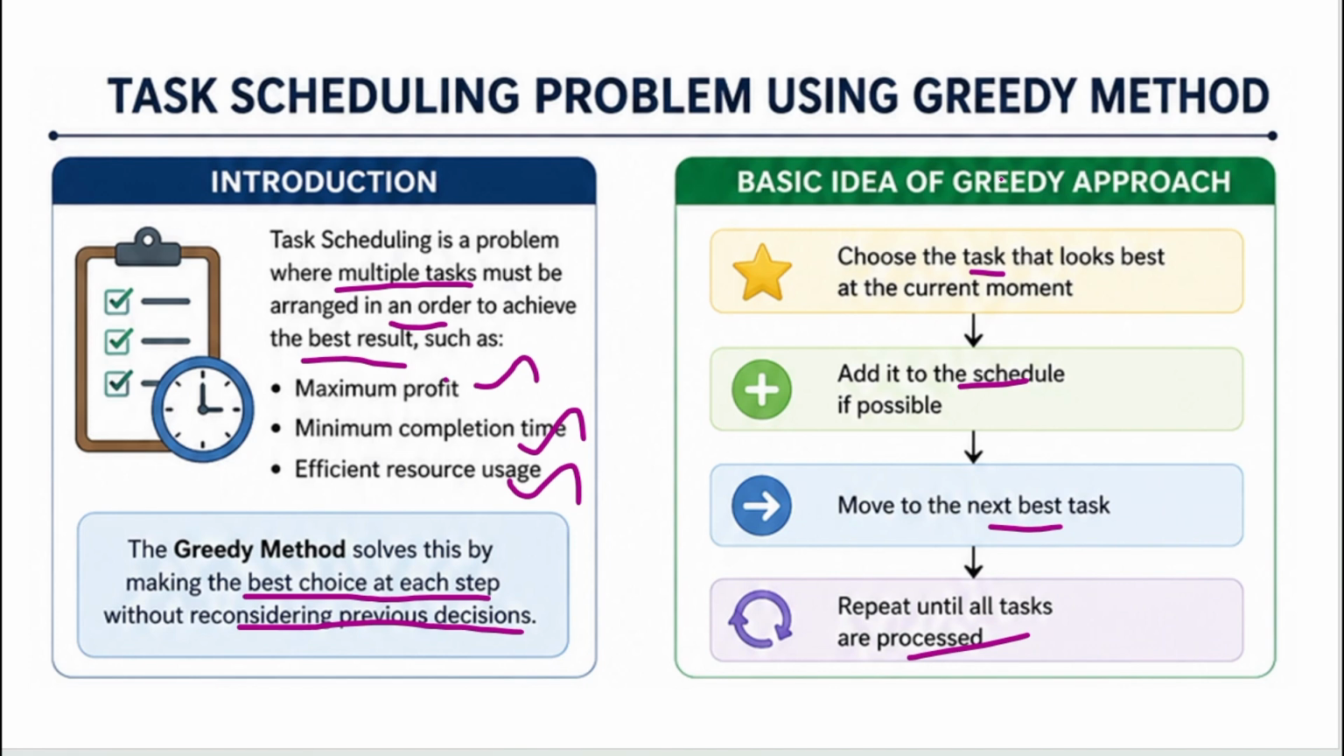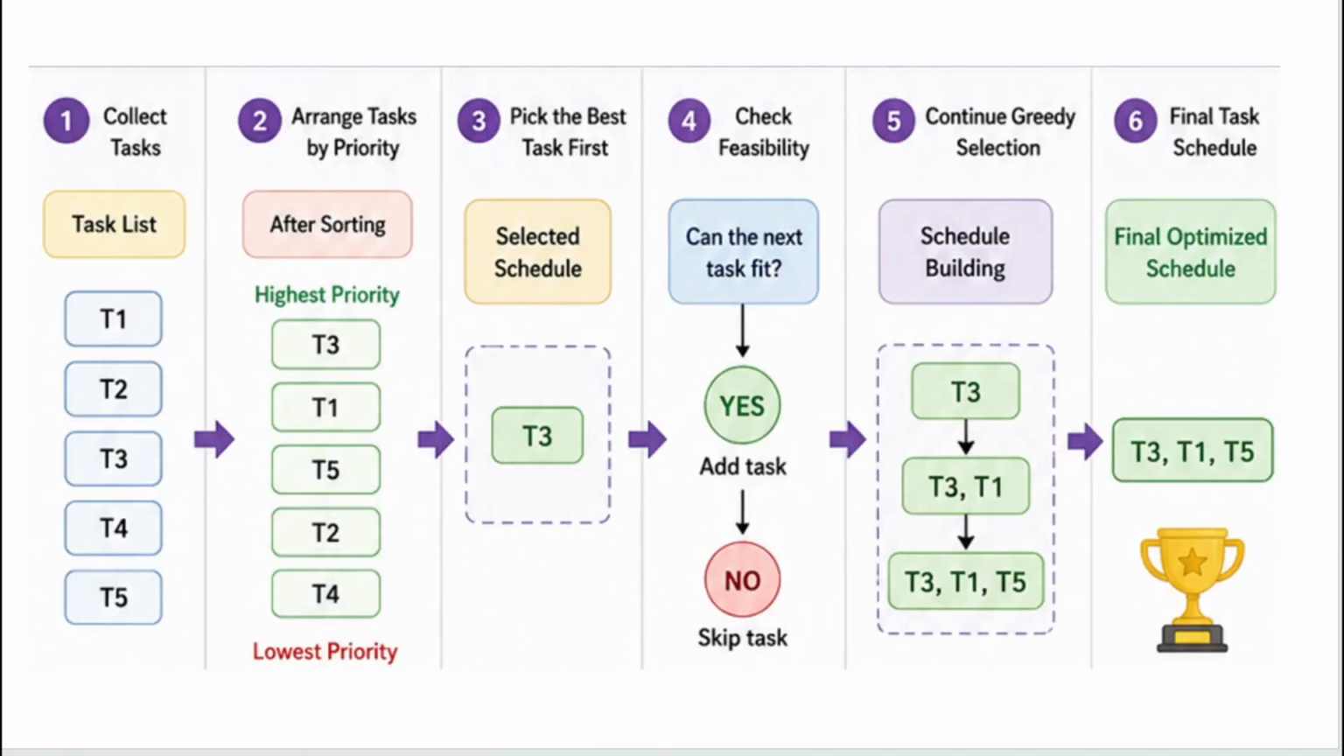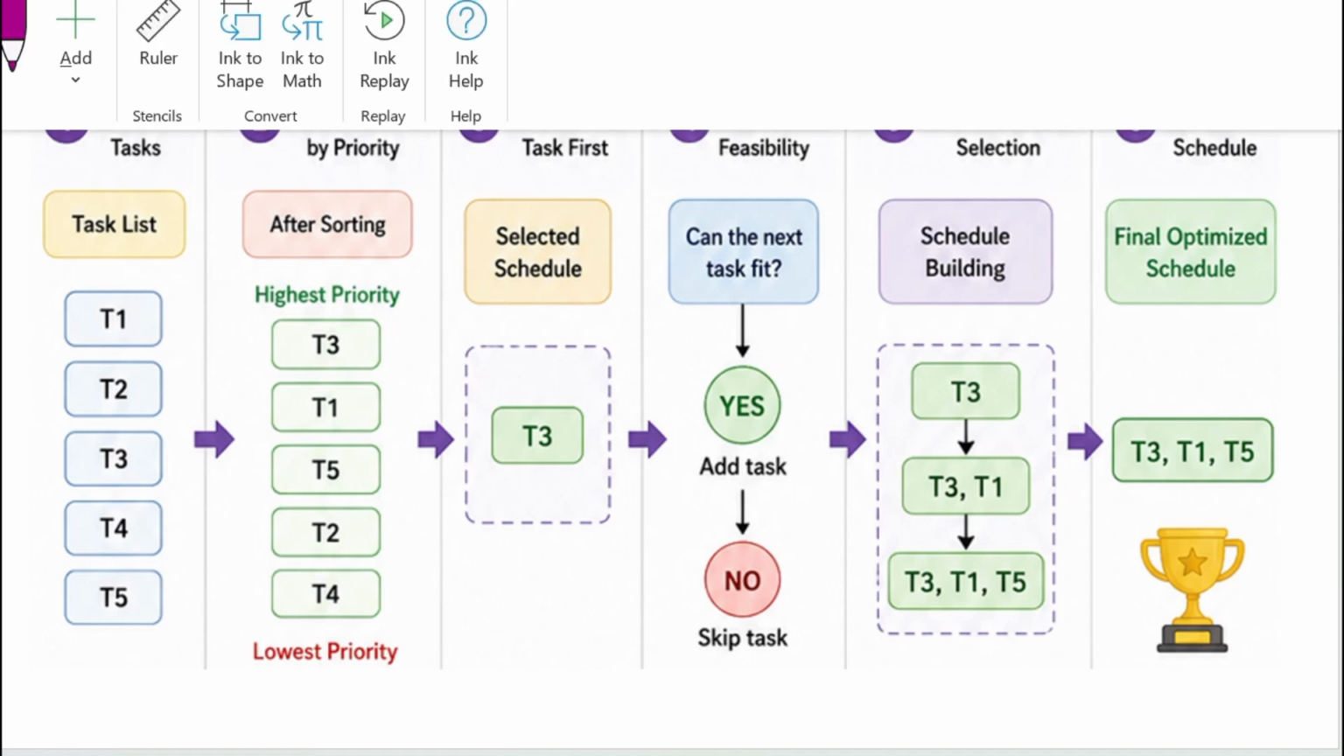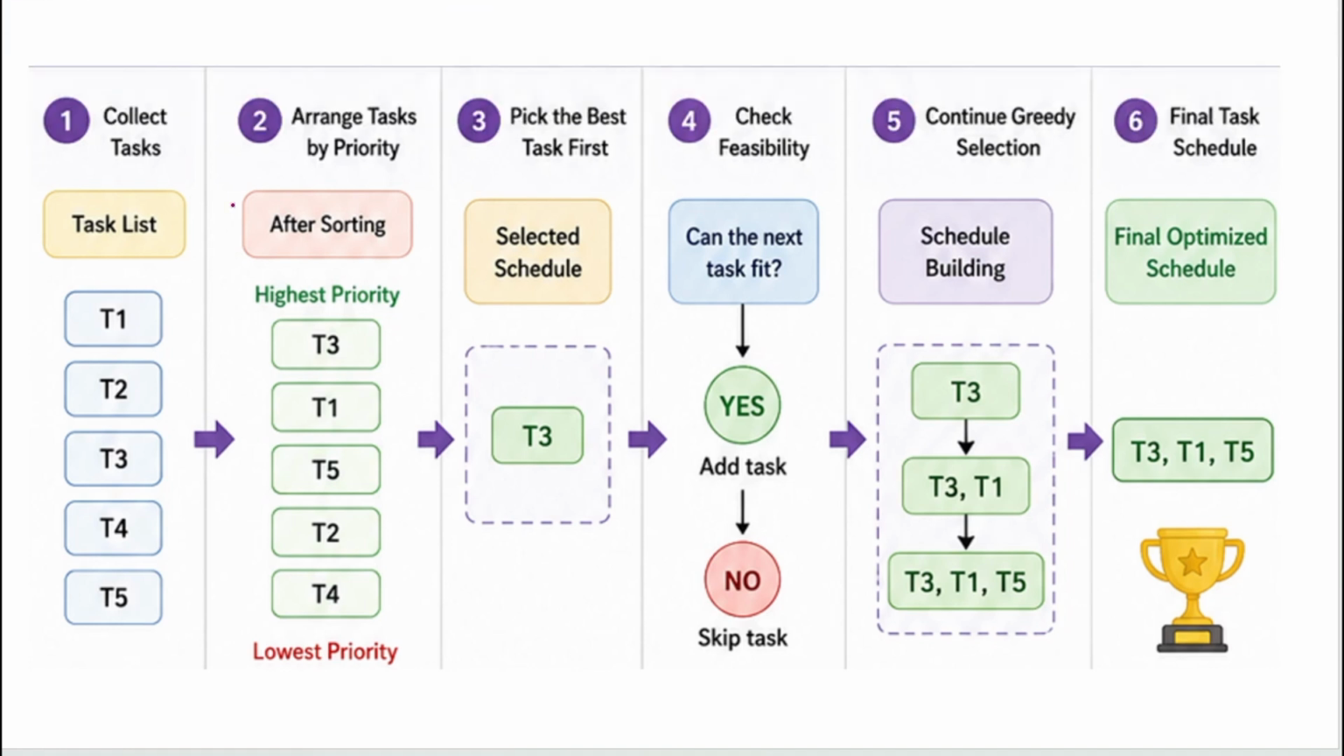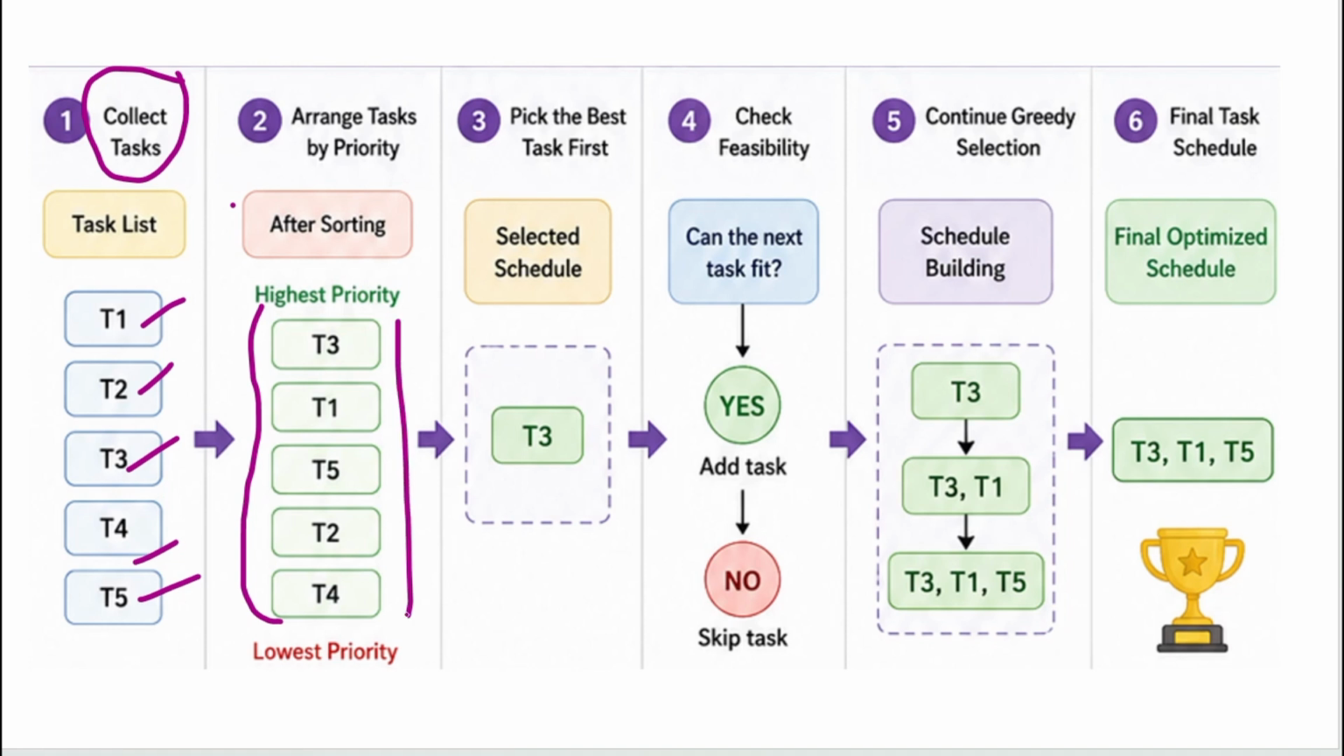Here are the actual steps. First, collect the tasks. Tasks are jobs. These are the tasks T1, T2, T3, T4, T5. Five tasks are there. After that, we sort all the jobs based on priority, from highest priority to lowest priority, in descending order.